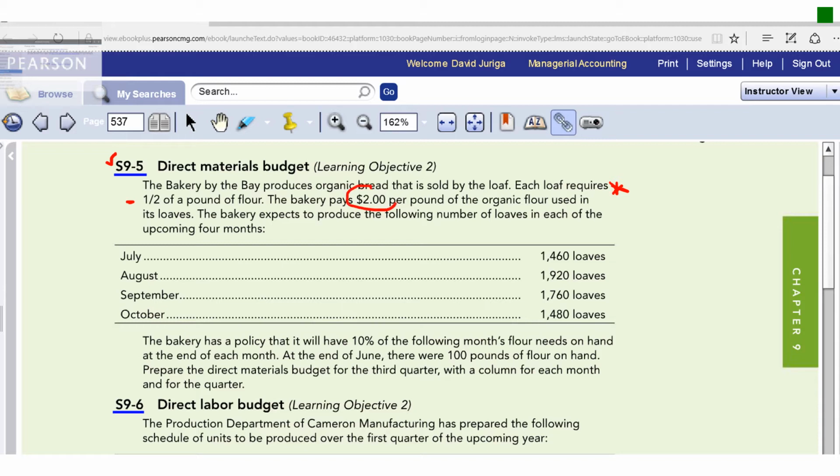We're also going to need how much it costs, because that'll be factored into the financial aspect of it. And then, of course, down here below, they're going to give you the inventory requirement, which right here is going to be 10% of the following month's flour needs. So we're going to need that 10%. They go ahead and gave you the 100 pounds of flour on hand. And of course, remember the starting point for the materials budget in this case will be production. So these numbers right here, they've already given you the budgeted production. So this is going to be our starting point to determine how much raw material of flour we're going to need. So on the next slide, we're going to put all these numbers into the schedule.